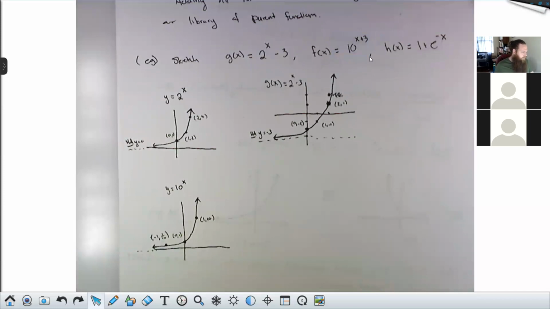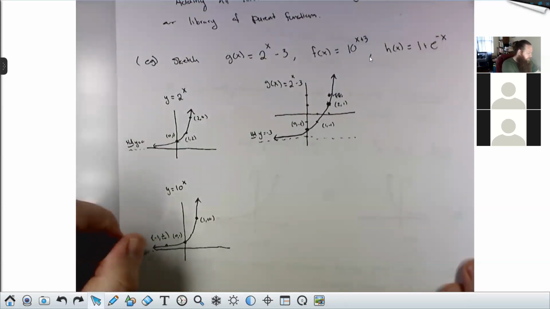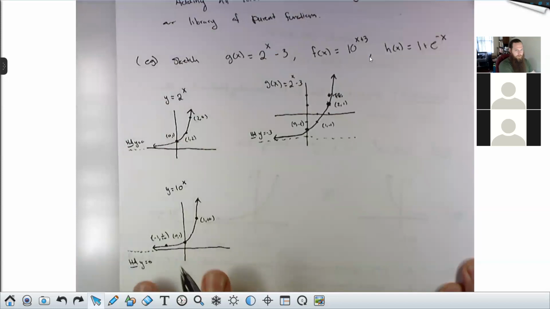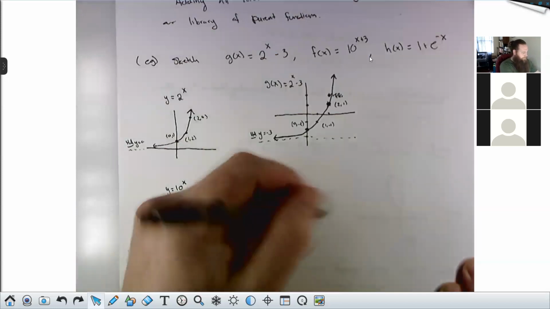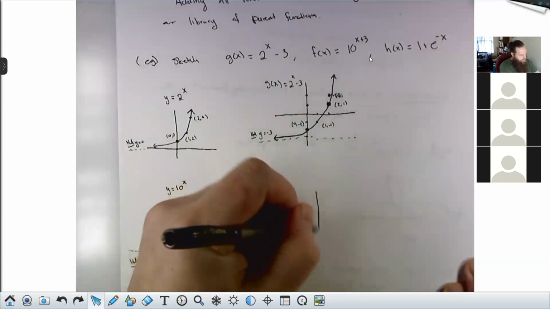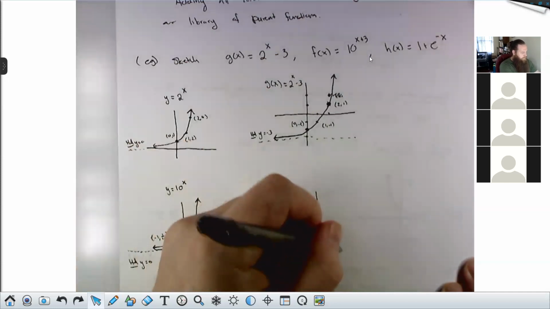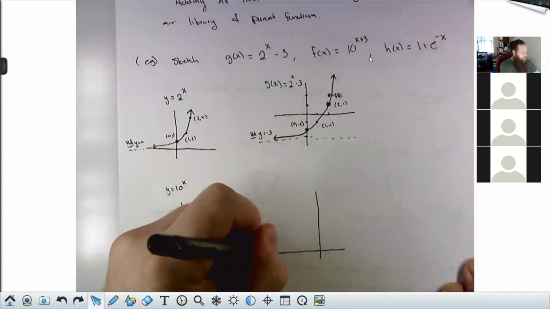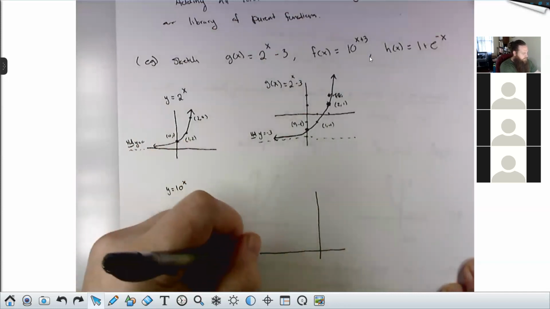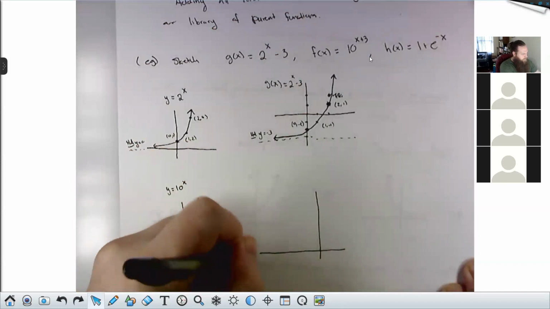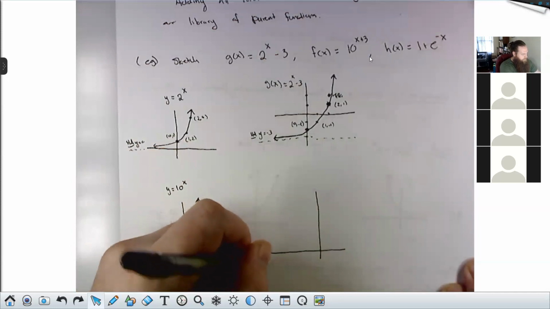So will my horizontal asymptote change for this one? I take this picture and move it left 3 units. Yeah, because I'm not going up or down. What I should have done is giving myself a little more space on the left-hand side. So I'll start by drawing in that HA. It's still y equals 0.